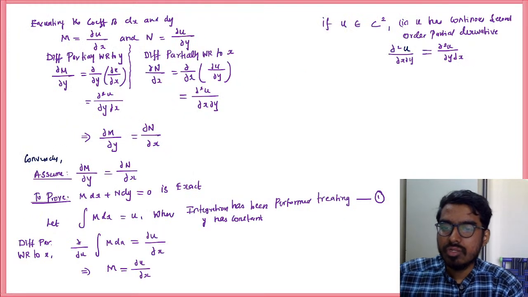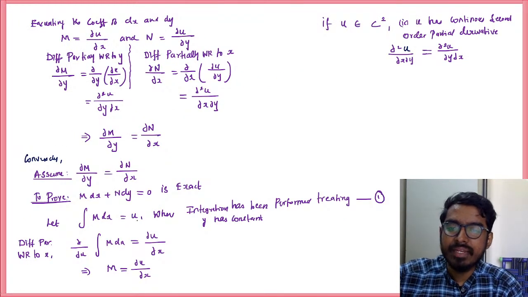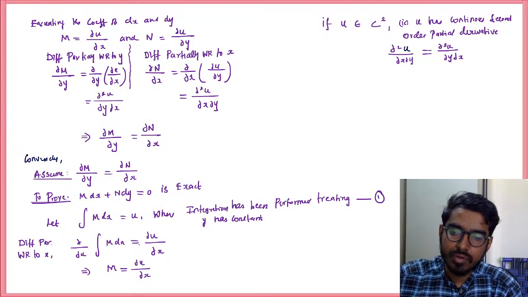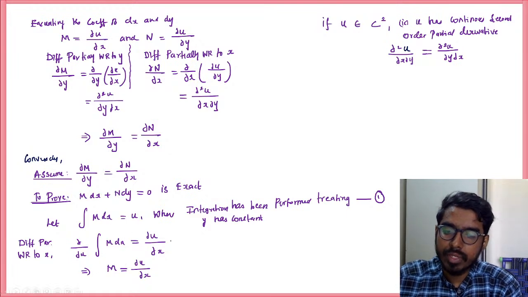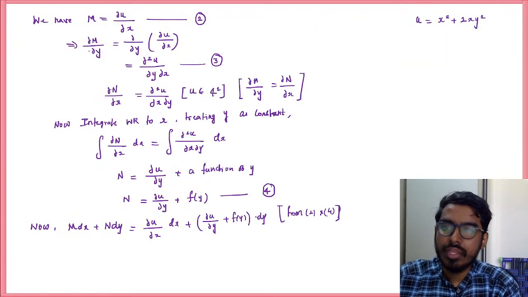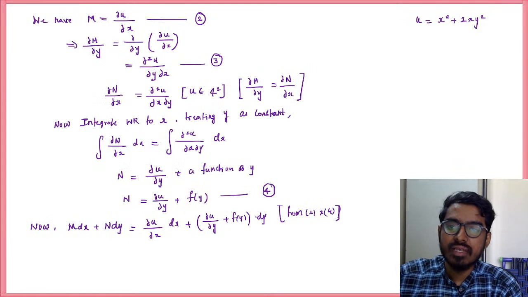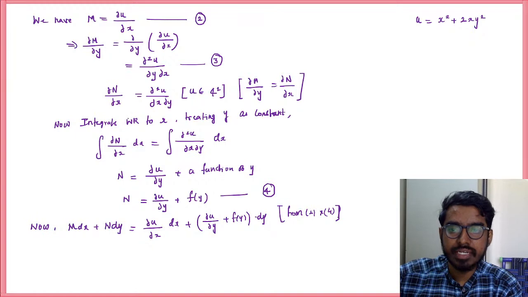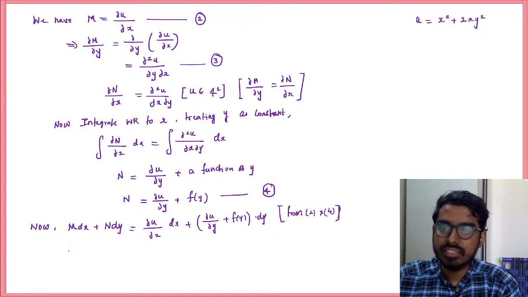Very simple. So I'm assuming that the integration of M dx is performed treating y as constant. Now differentiate partially with respect to x, so you will have M equal to ∂u/∂x. Find ∂M/∂y, interchange, and replace ∂M/∂y with ∂N/∂x by assumption, and find N from here and substitute back.